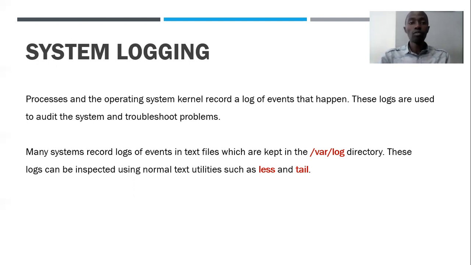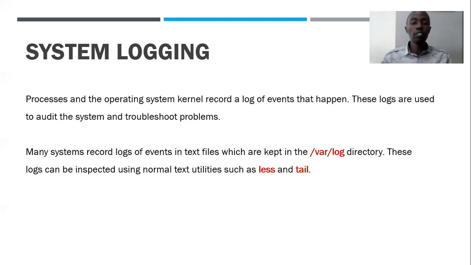Since we have a lot of information within that particular file, we can use less and tail when it comes to inspecting it, because the list is so long. So you must also try and use less and tail. Now, that is about what? That is the system logging.